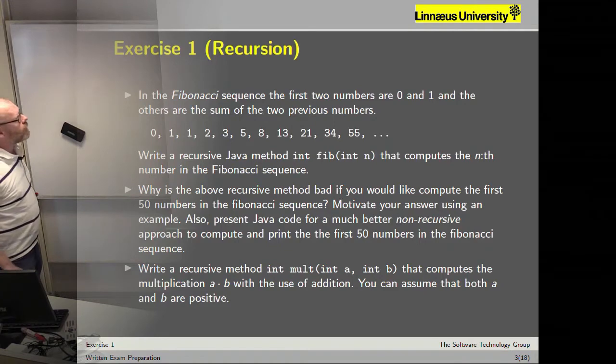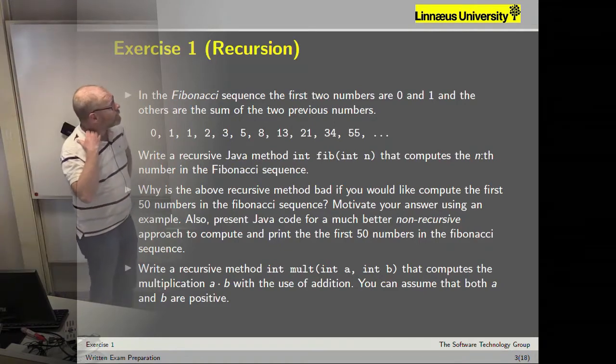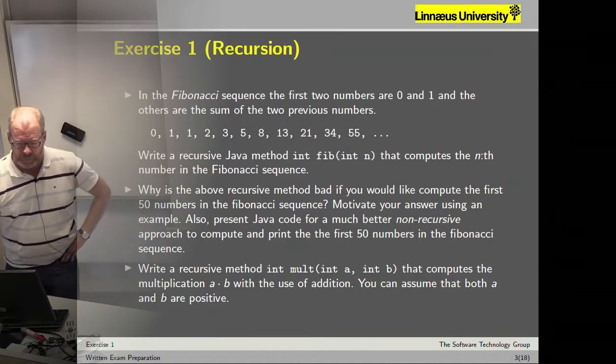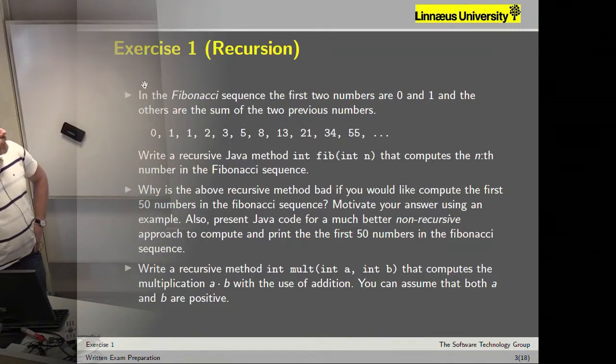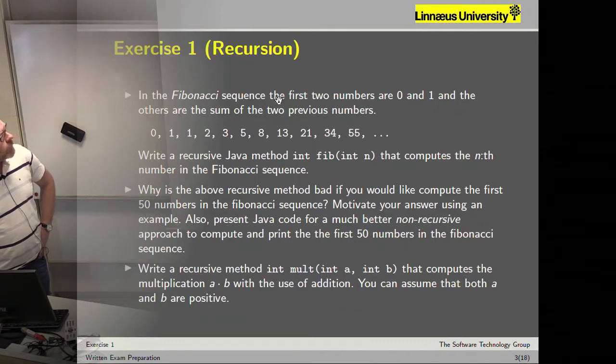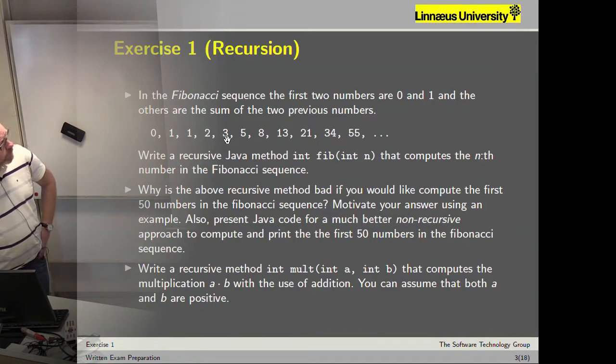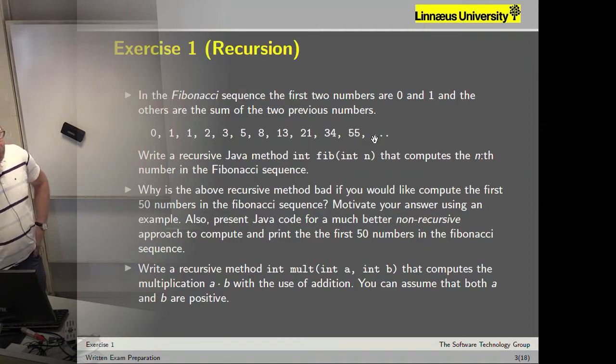Let's jump to the first exercise. There are 5 exercises, and the first one this year was about recursion. Fibonacci sequence. The first 2 numbers are 0 and 1, and the others are the sum of the 2 previous numbers. So the Fibonacci sequence looks like this. Any number, for example 5, is the sum of the 2 previous numbers in the sequence. What will be the number after 55? 89.